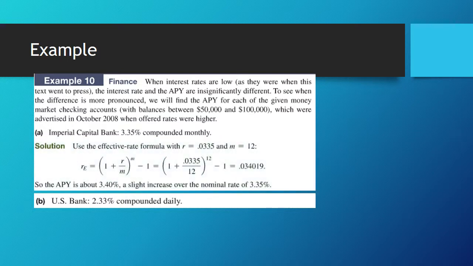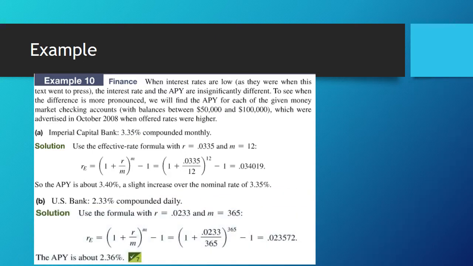For part A, we see that when we put the numbers into the formula, our APY is 0.034019. So 3.4%, which is slightly more than the 3.35% that was the stated or nominal rate. For part B, putting the numbers into the formula, we get 0.023572, which is about 2.36%, which again is slightly higher than the stated rate of 2.33%.